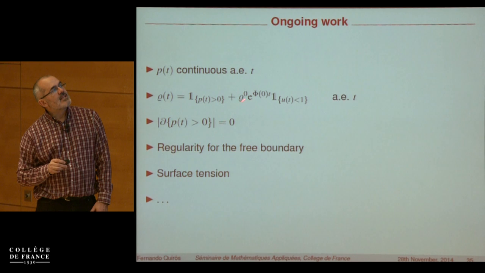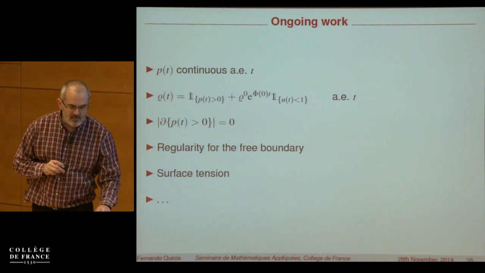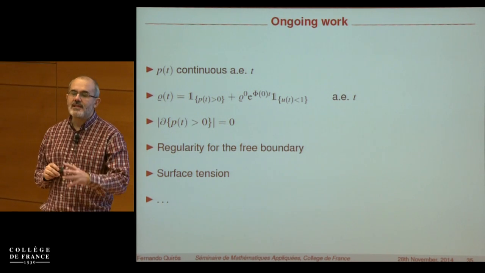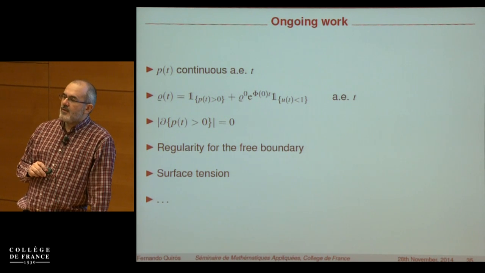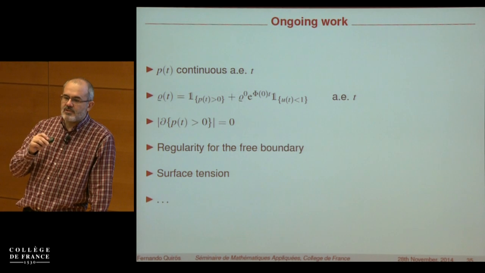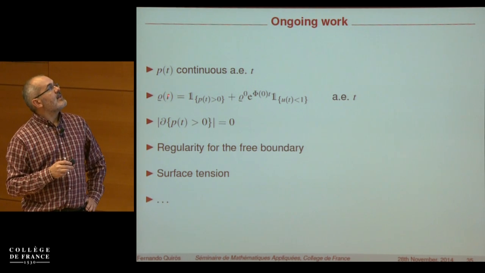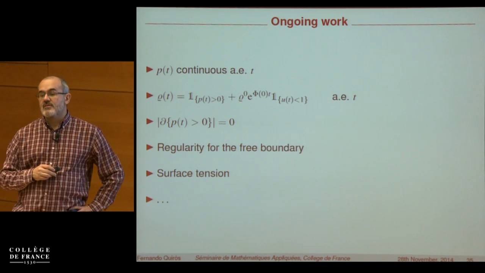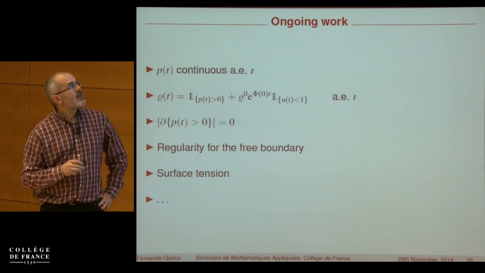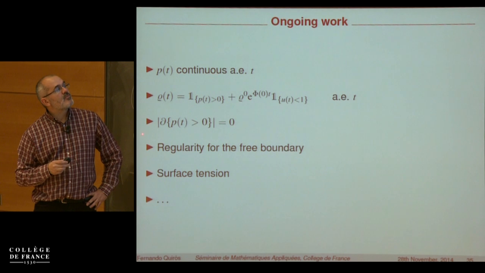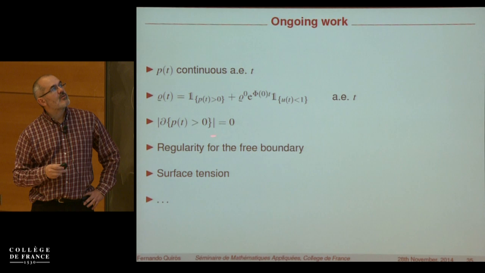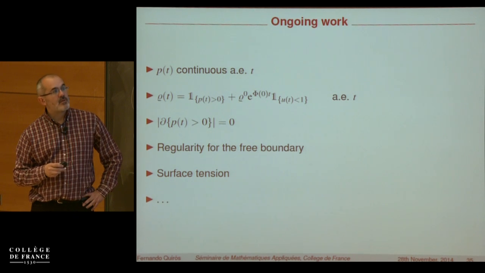And this is important from the point of view of modeling: if the initial data do not have any massive regions where they are between 0 and 1, then the density will be an indicator function. The next step we are trying to do is to prove that the measure of the boundary of the tumor is 0.